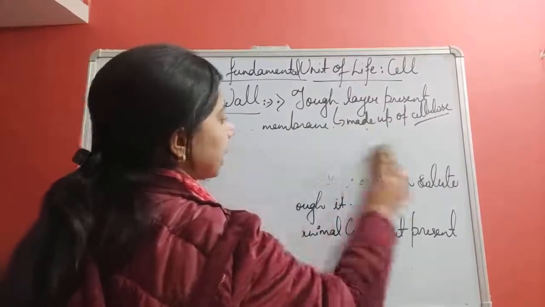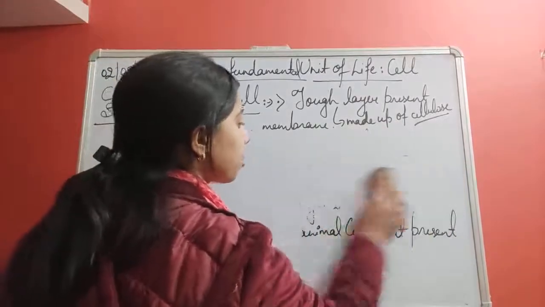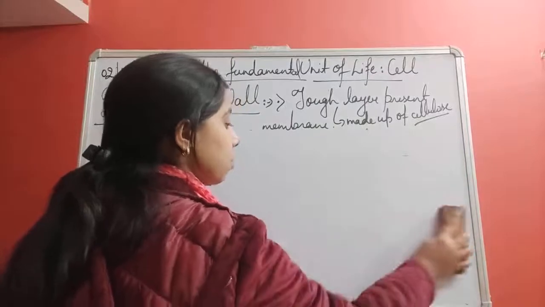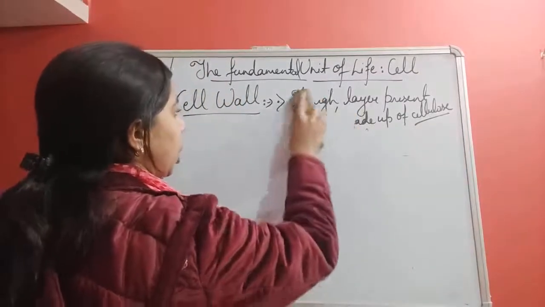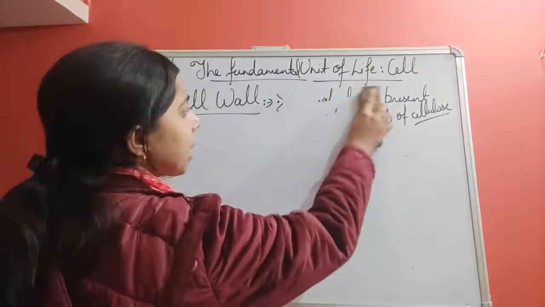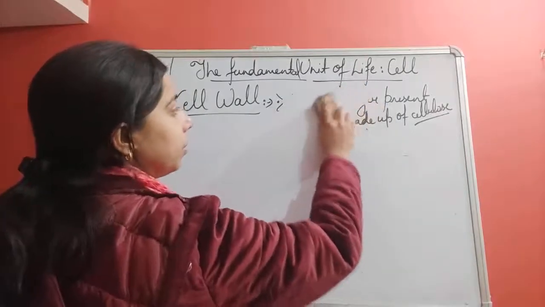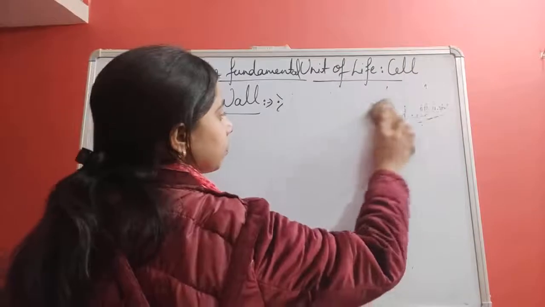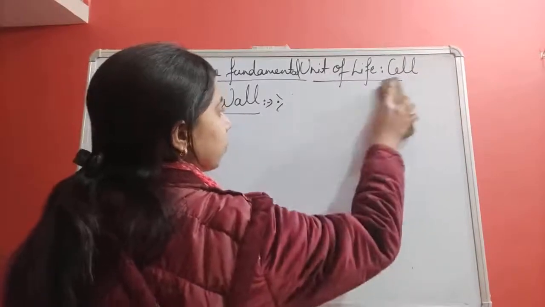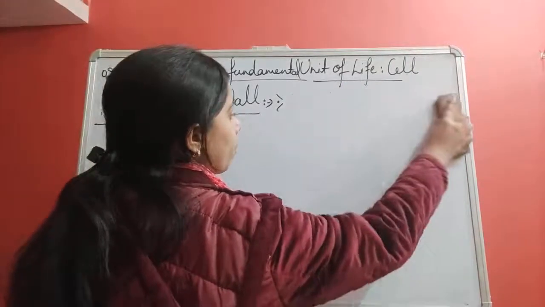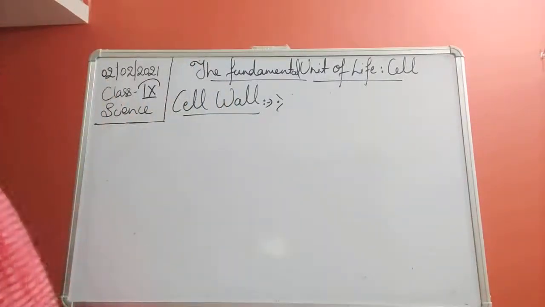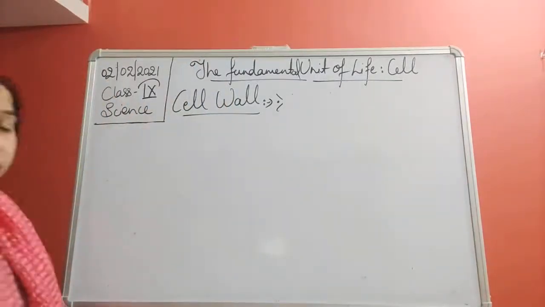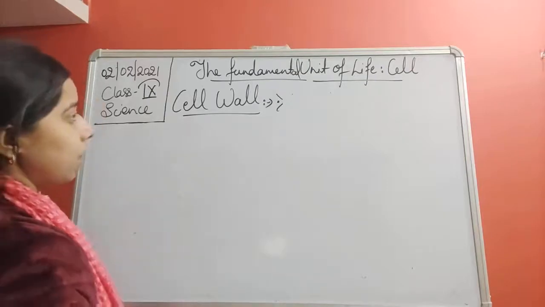This is the second thing. And cell wall, whatever be the function, you will find that this function is basically performed in the plant cell only, not in the animal cell, because it is absent in the animal cell. Now we see, students, what is the function of the cell wall.